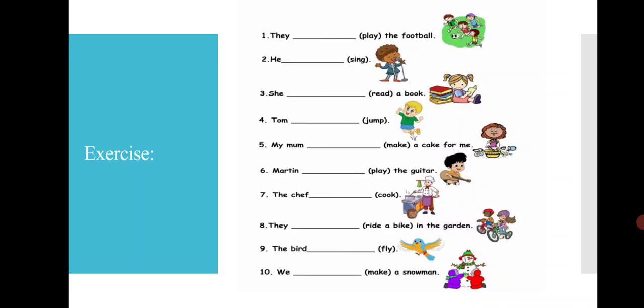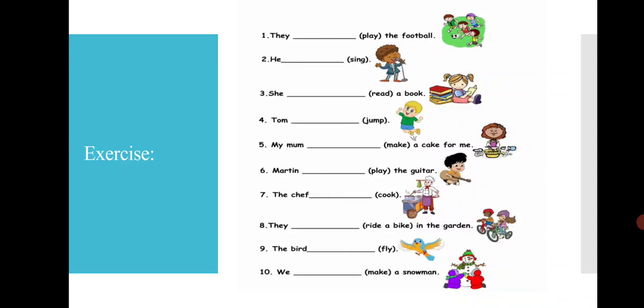Martin dash play the guitar. Martin plays the guitar is an example for simple present tense. Martin is playing the guitar is an example for continuous tense. Martin has played the guitar is an example for perfect tense. Martin has been playing is an example for perfect continuous tense.